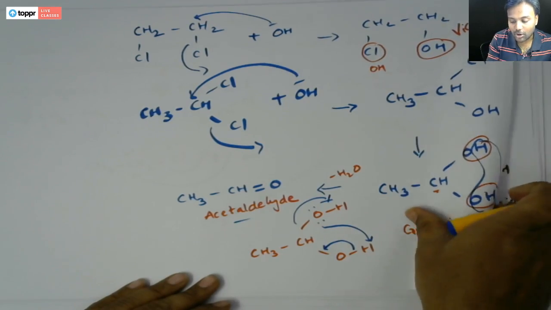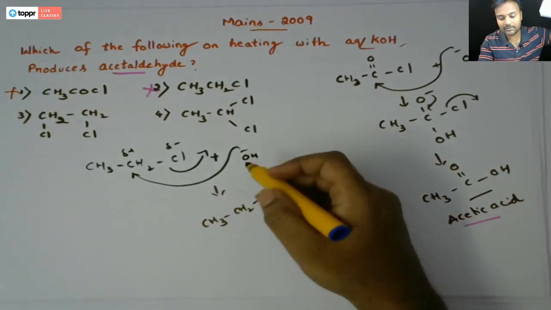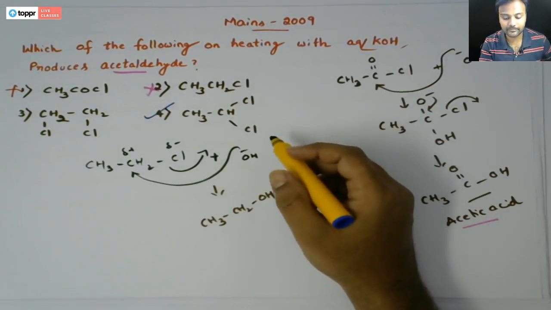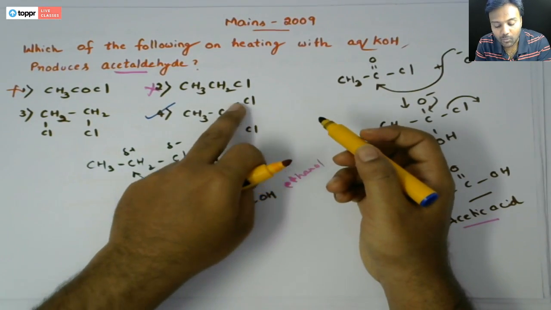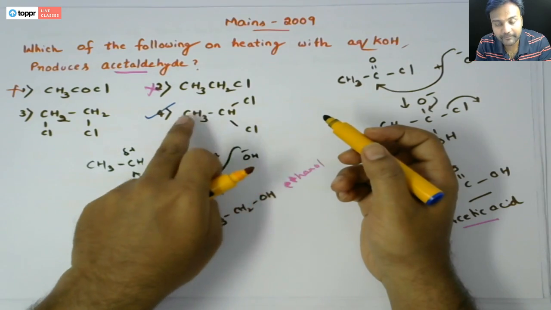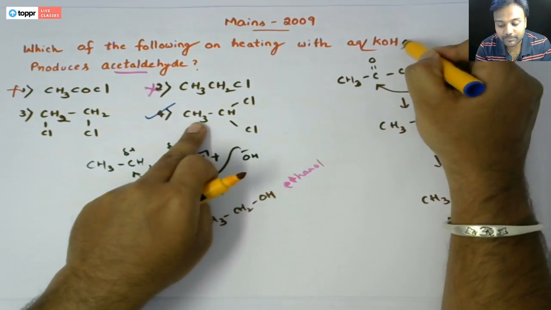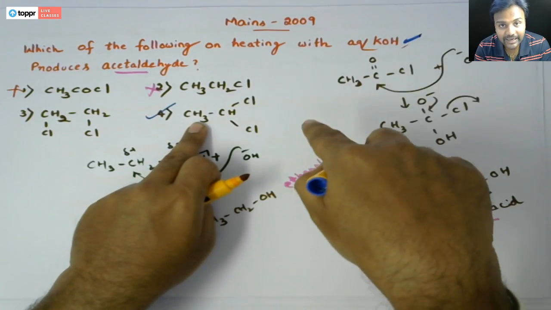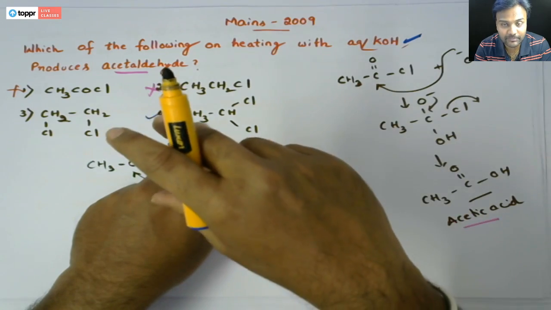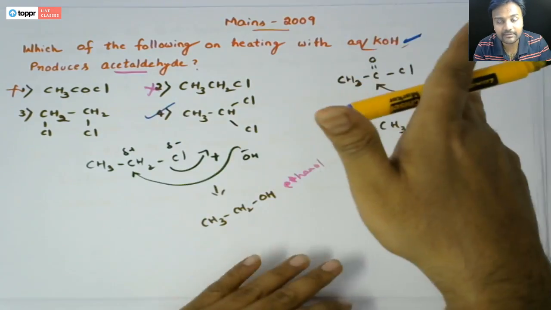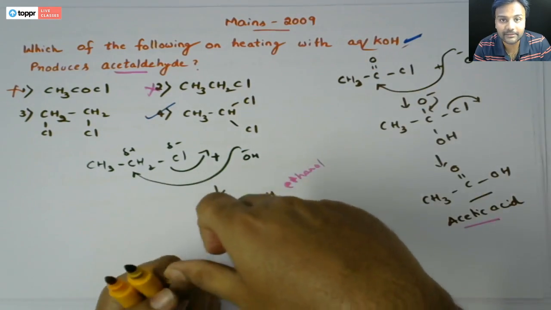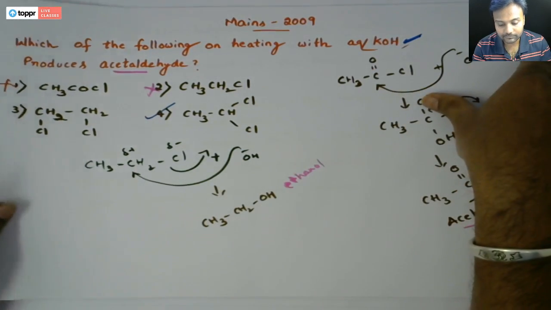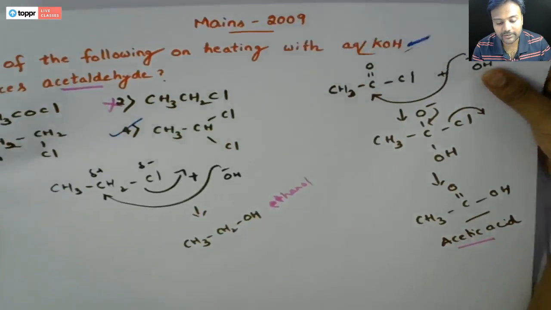Means the option over here is this one. CH3CHCl2. Means 1,1 dichloroethane when treated with aqueous potassium hydroxide undergoes dehydration as well, because there is formation of gem diol which was unstable and there is elimination of water that leads to formation of acetaldehyde. Let's move to the next question.